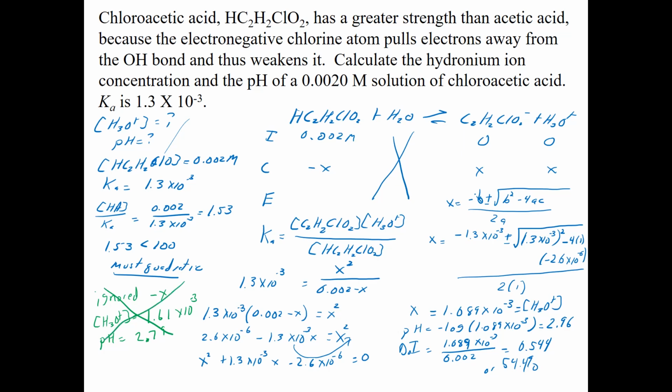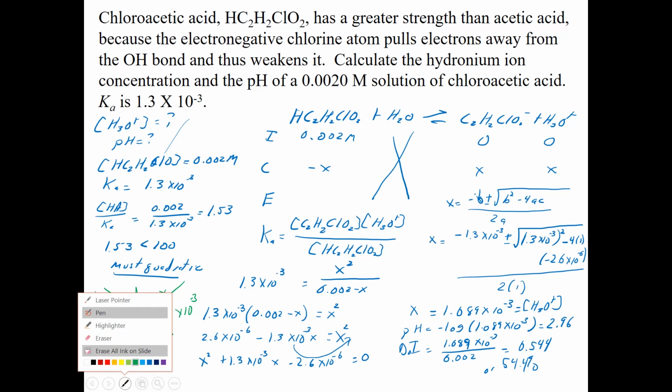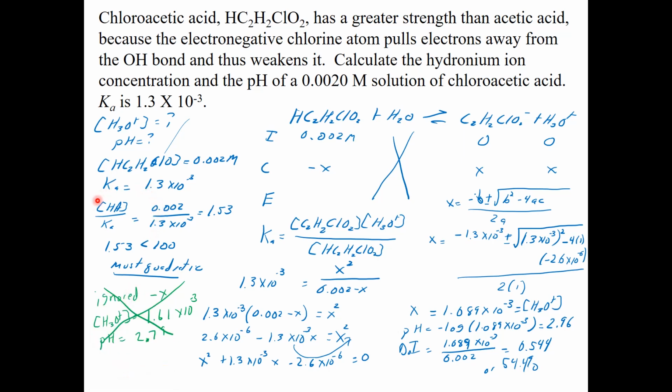Now, however, if I go back and do the last problem that we did in the last video, using the quadratic, I would get very similar answers. And so you can always use the quadratic. If you don't want to have to use the quadratic, then you must do the HA over KA. So you must do this calculation. If it's less than 100, you have to do the quadratic. If it's greater than 100, you don't need to use the quadratic. And that is the end of this video.